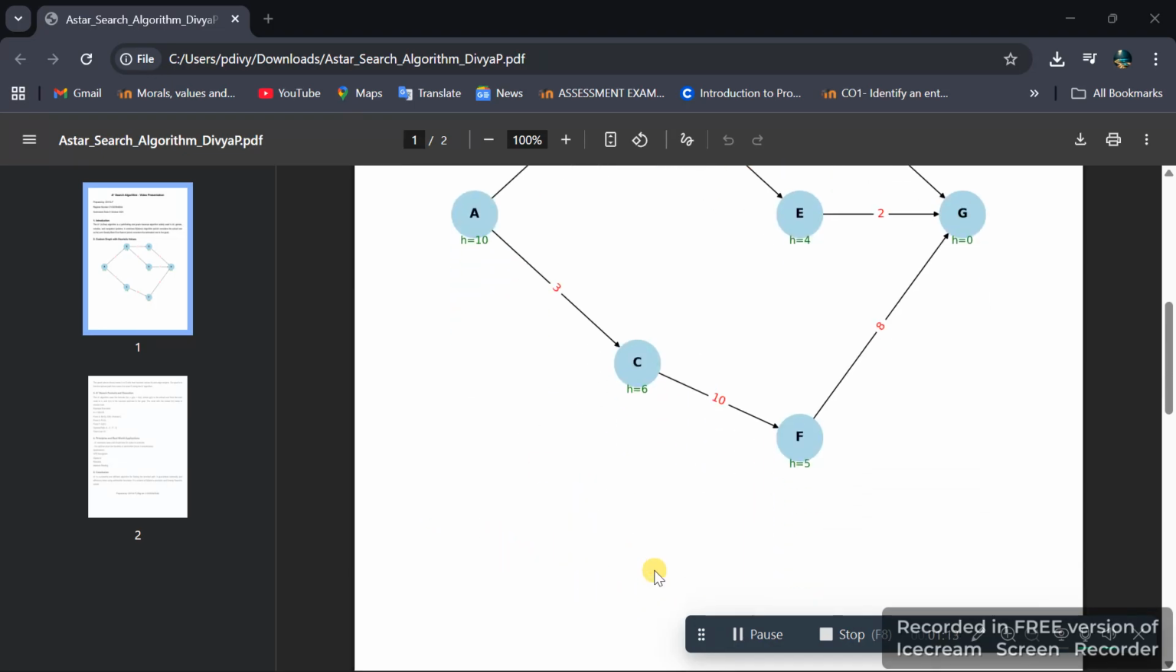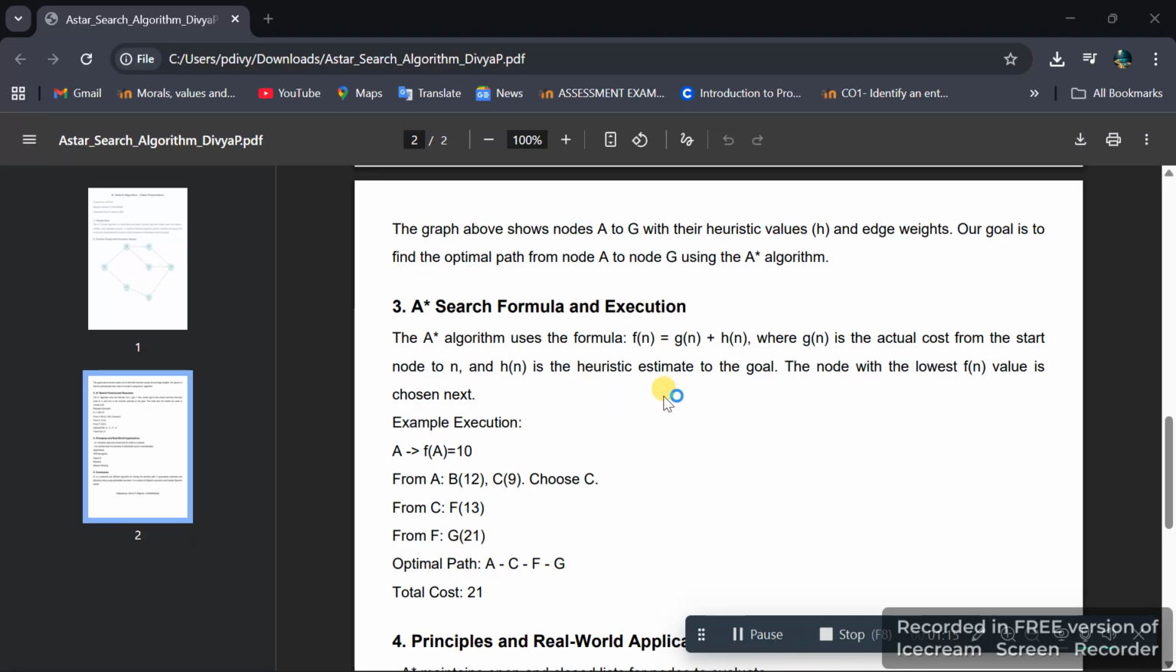The formula concept is given as f(n) = g(n) + h(n). Here g(n) is the actual cost from the start node to the current node, and h(n) is the heuristic estimate from the current node to the goal. The algorithm picks the node with the lowest total cost f(n). This balance of g and h makes A star both optimal and efficient.